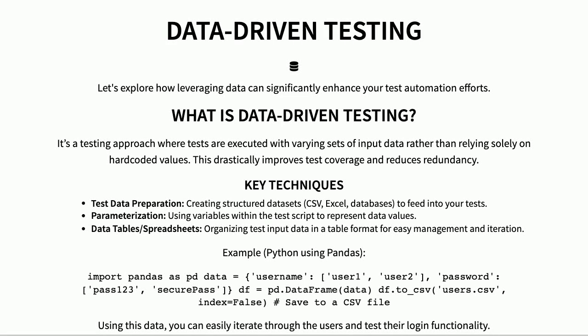Okay, let's talk about data-driven testing. It's all about making your tests much more efficient and comprehensive. Instead of writing separate tests for every possible input, we use data sheets, spreadsheets or databases to feed the test script. This means you can run the same test with different usernames, passwords, or whatever data you need, massively increasing your coverage. We'll look at how to prepare that data, how to parameterize your tests so they use those values, and even a quick example in Python using pandas to create a CSV file, really handy for organizing your test inputs.